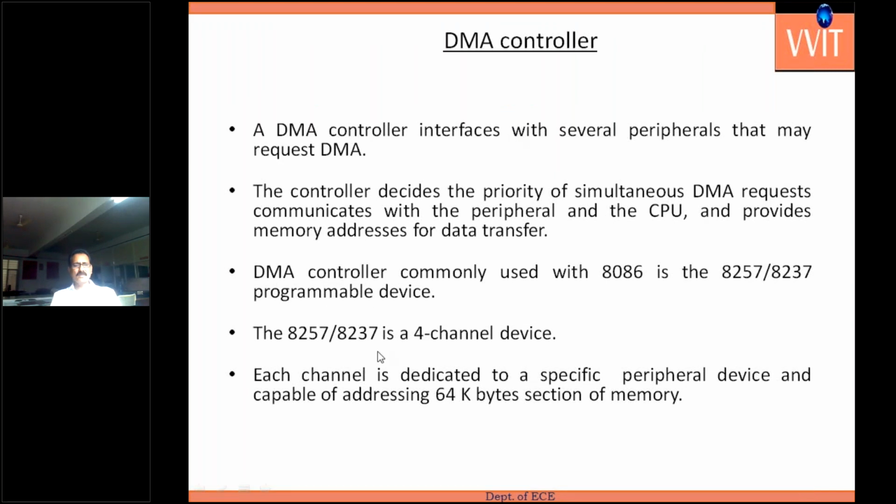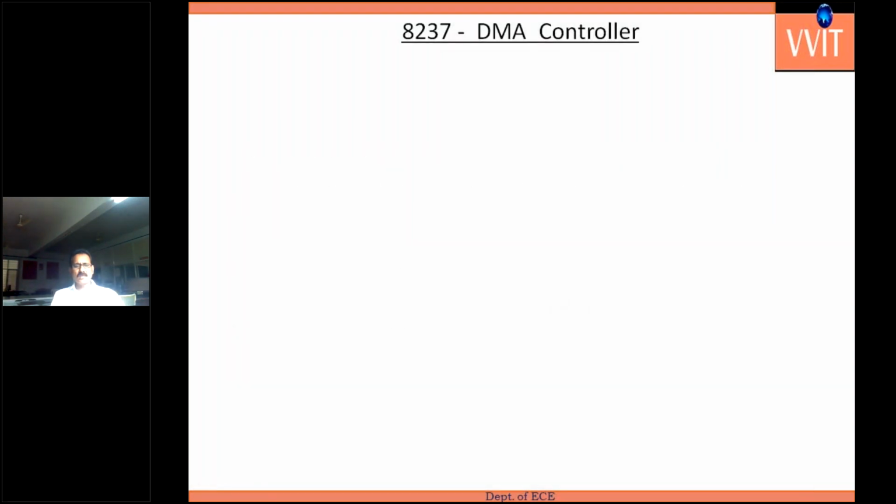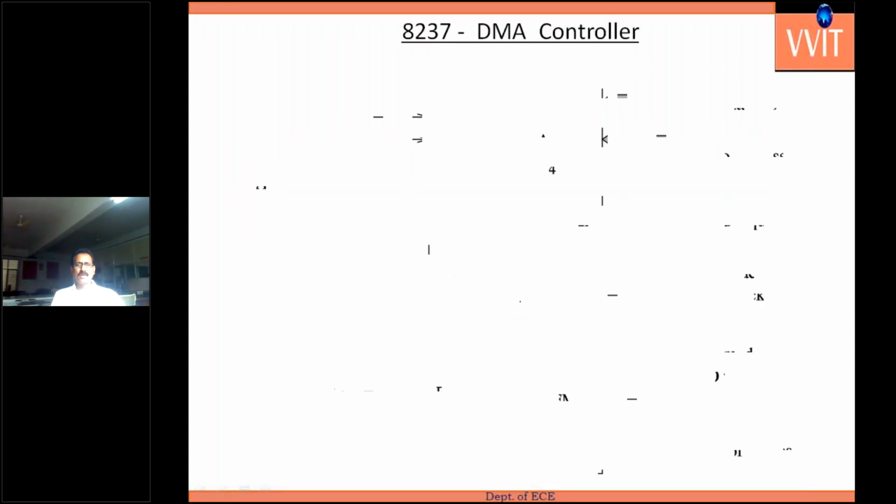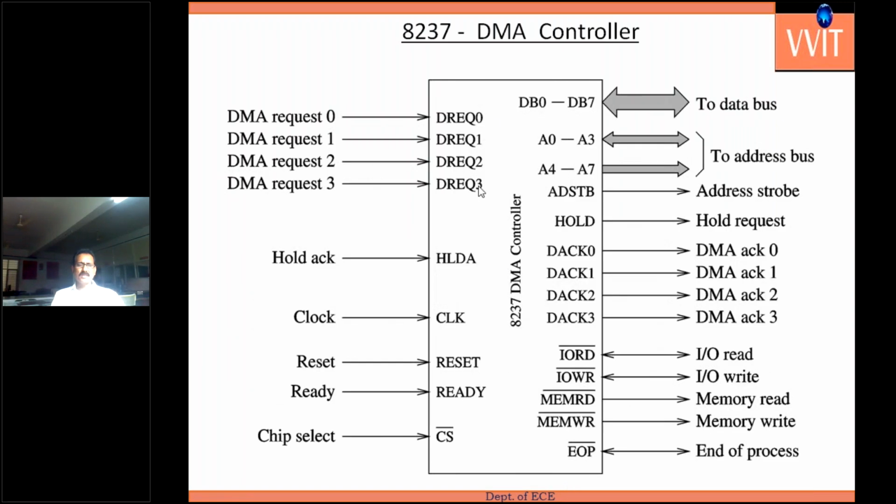Now for DMA, there are 2 ICs: one is the 8257 and the second one is the 8237. The 8237 or 57 has 4 channels. The address allocation services 16 bits, so there are 64 kilobytes of memory section. Now this is the DMA controller.